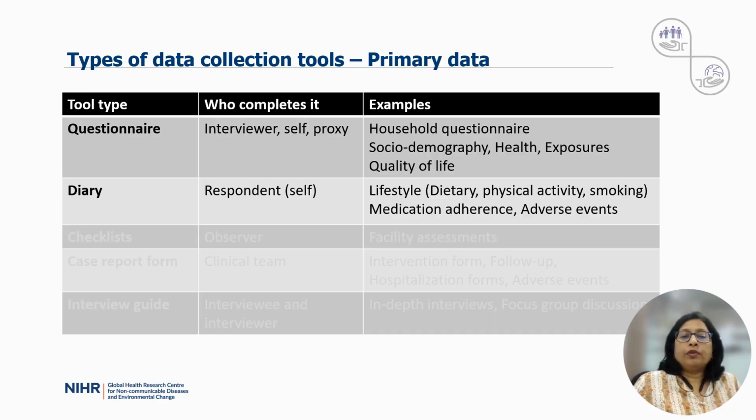The second type of tool is called the diary, and this is completed by the respondent most of the time. An example where it may not be the respondent is a child, where a parent completes it on behalf of the child. Examples of what it collects are everyday lifestyle activities such as diet, physical activity and smoking, or certain clinical aspects such as medication adherence or adverse events.